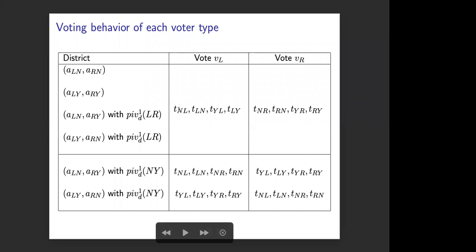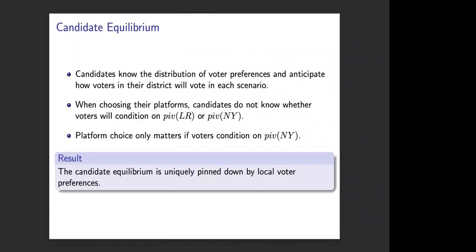So look at this guy, TNL and TLN. They have the same preferred outcome of left and no reform, but they have different preference intensities. One guy cares more about the reform dimension, one guy cares more about left-right. But you see in every scenario, these guys always vote the same way. Here they always vote the same way, here they always vote the same way. It's the same for any 2 pairs. So preference intensity is irrelevant for what you will do. So that's what happens in the voting equilibrium.